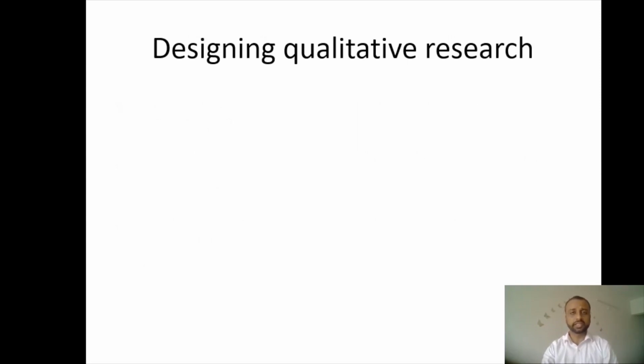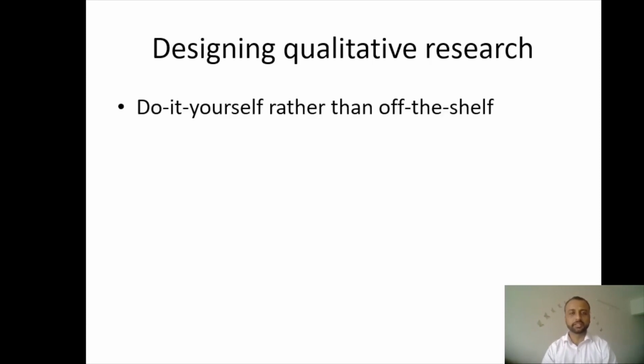So 2-3 things that you should keep in mind before you even think about designing qualitative research. The first thing is that here we need to follow a do-it-yourself approach rather than an off-the-shelf approach. So there is no solution which is readily available. There is no sampling formula. There is no population. There is no analysis technique available that you can imitate or replicate. So you have to design everything on your own, right from scratch till you write your paper.